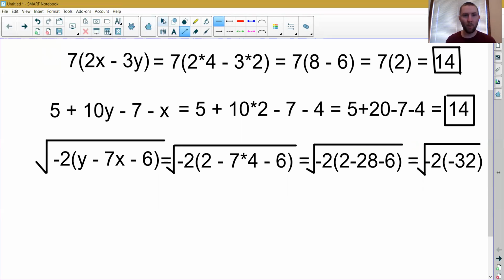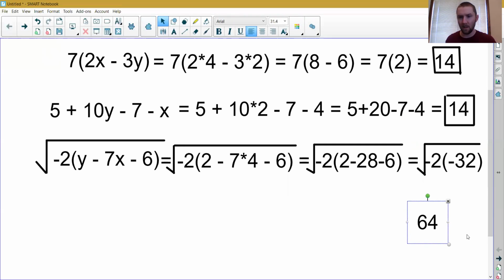Okay, and now I'm at the point where I can just do a little bit of math here. A -2 times a -32. Negative times another negative makes a positive. Okay, and the 2 times 32 is 64. So I end up with 64. And that, of course, is still underneath the square root symbol. So my expression is equal to the square root of 64.